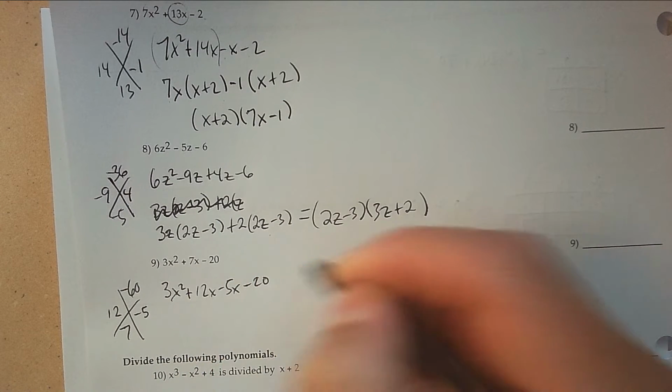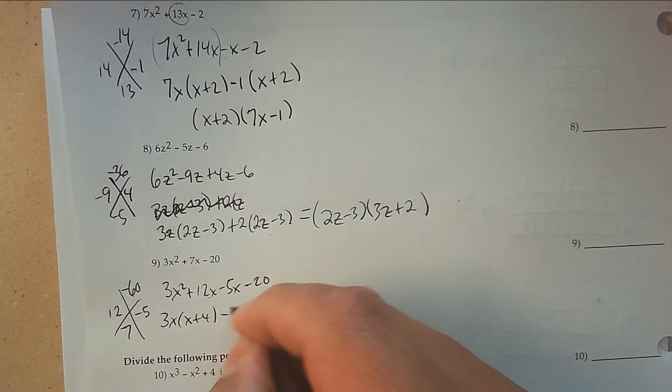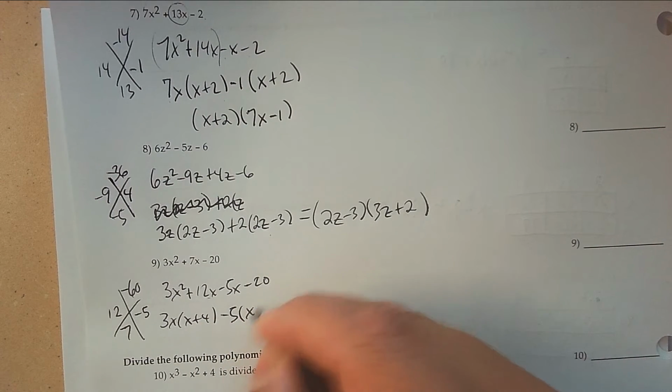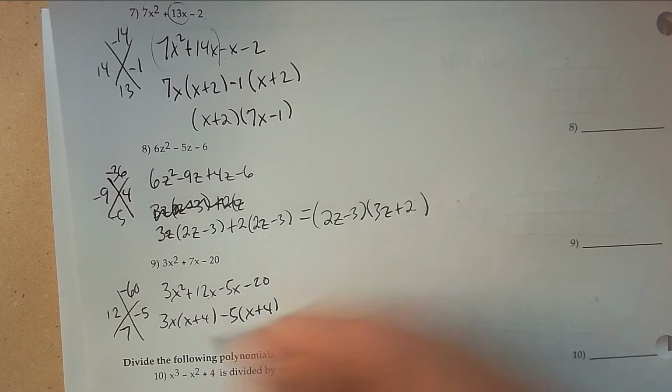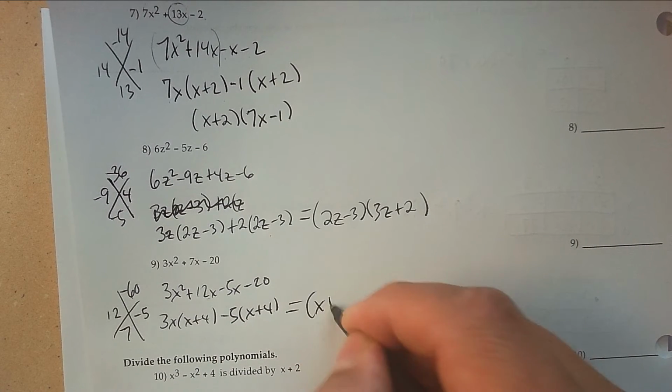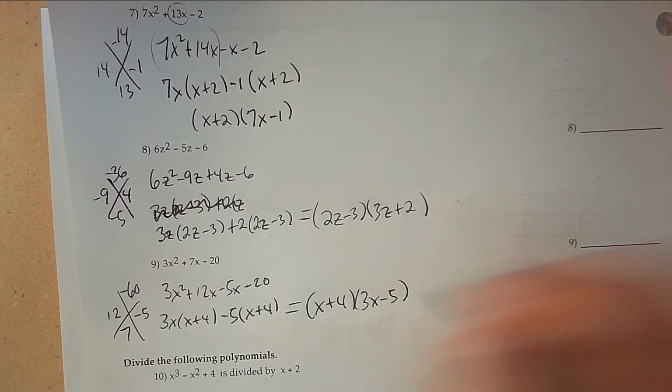But now we can factor by grouping. The first two are 3x, and the next is negative 5. And you divide by seeing what's left over. Then the common factor is x plus 4, and what's left is 3x subtract 5.